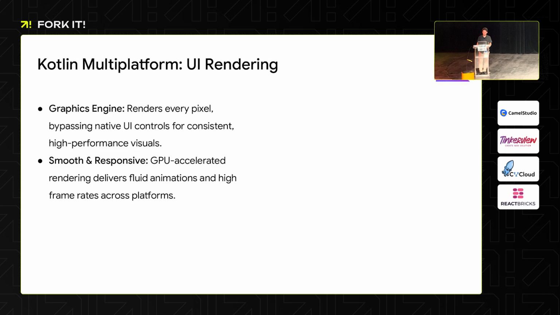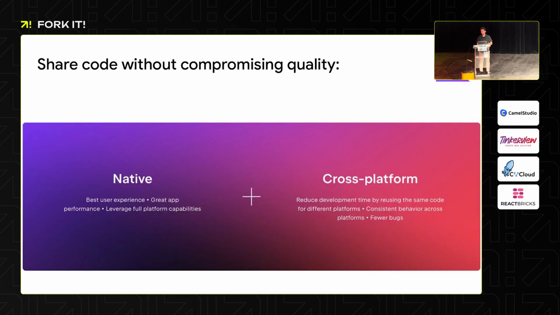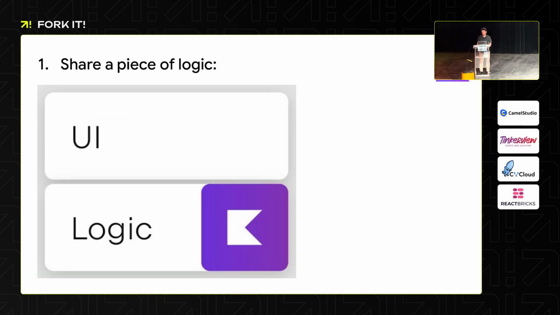It's the same for Kotlin Multiplatform. Actually, it's using Skia, and it's using a graphics engine to render the UI into a canvas. But there is something special here. The approach taken by Kotlin Multiplatform is that it's not a one-for-all solution. So you don't have to use it for all your application. You can have it as a part of the app. So you can, for example, share a piece of logic and have the rest of the UI and the logic native.